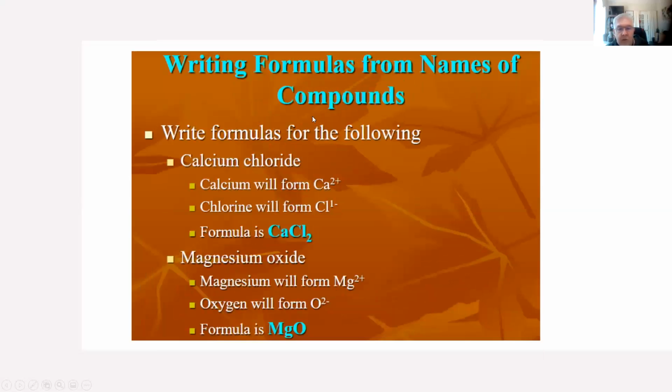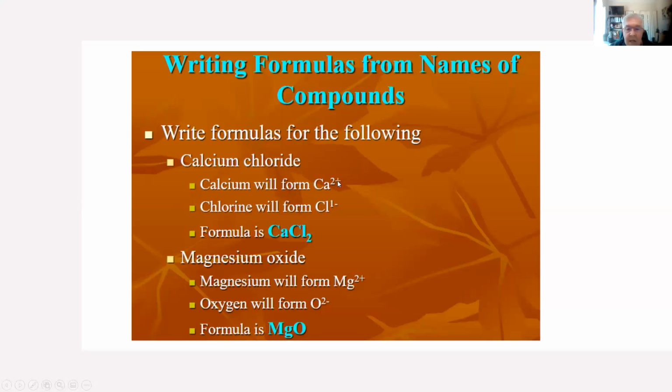Here you have how to write formulas from names of compounds. The name here is calcium chloride. Well, you know that you have calcium, then you write Ca. And you have chlorine because chloride comes from chlorine. Then you add Cl here. Always the positive one goes first and the negative one goes after. The cation first, the anion after in this case.